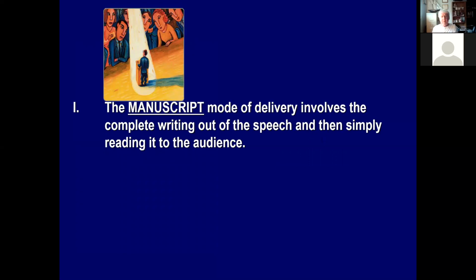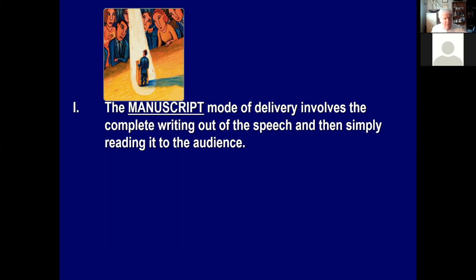The first one I want to talk about is the manuscript mode of delivery. This involves the complete writing out of the speech and then simply reading it to your audience, which is really not a healthy thing, to just write it out and then just read it. I want to talk about the strengths and the limitations of each of these modes. There are 3 that you can use in this class. The 4th one is under certain circumstances which we won't have in this class.